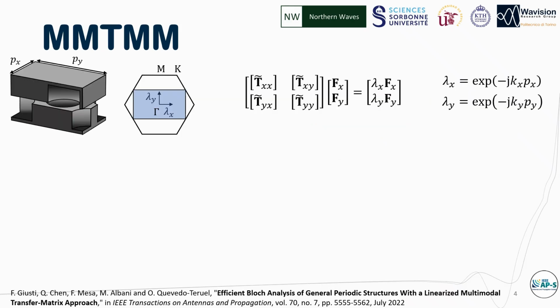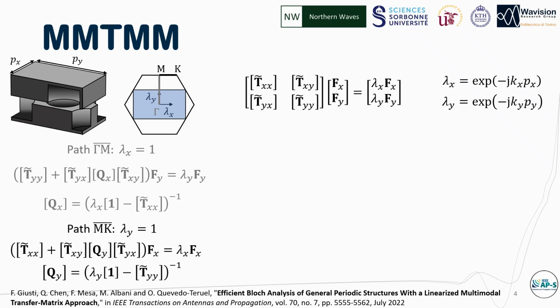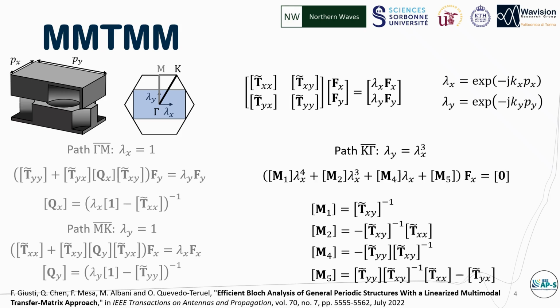The way we set the periodic eigenvalue problem is with this equation, which can be resolved in three different ways depending on the part of the irreducible Brillouin zone to be investigated. The paths gamma M and MK are resolved by fixing one of the eigenvalues, thus obtaining a linear eigenvalue problem by following this paper below. For the path K gamma, neither of the eigenvalues are constant, but we may obtain the solution nevertheless by solving this polynomial eigenvalue problem.